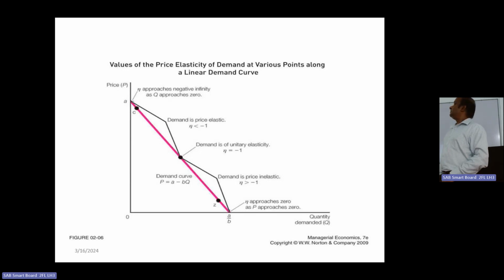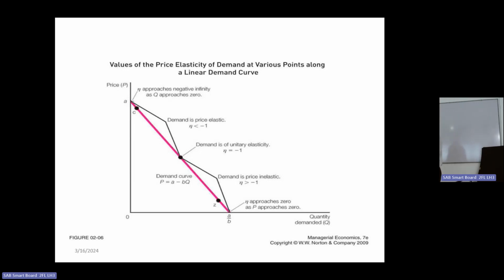If you calculate the unitary elastic, price elasticity will equal 1. If it is greater than 1, it is elastic. If it is less than 1, it is inelastic. So if you look at the linear demand curve, which we draw from left to right, downward sloping, we identify that elasticity varies from point to point.